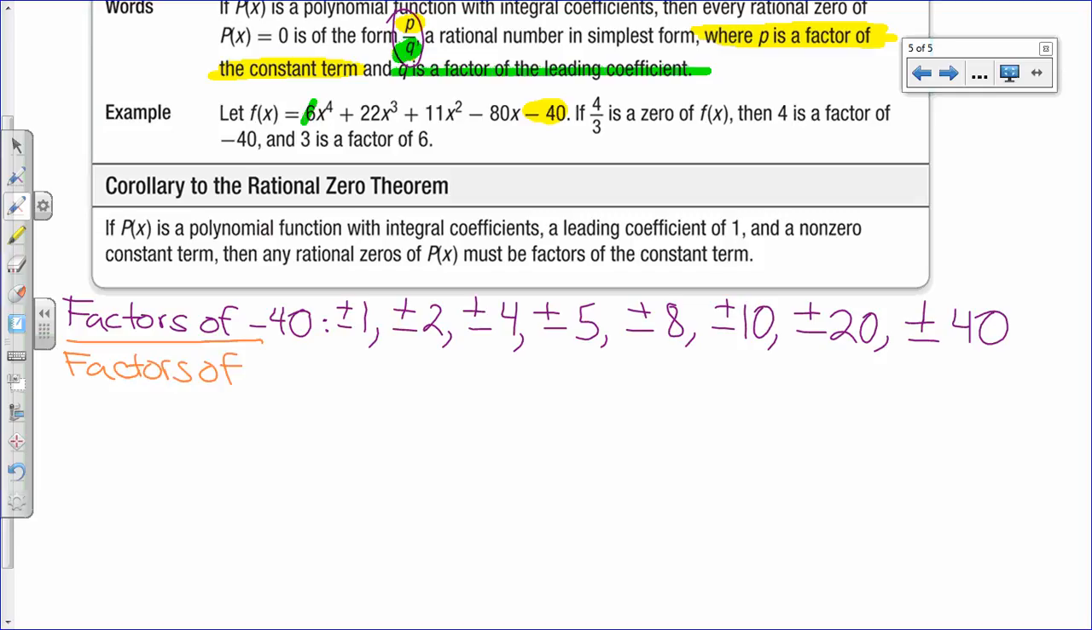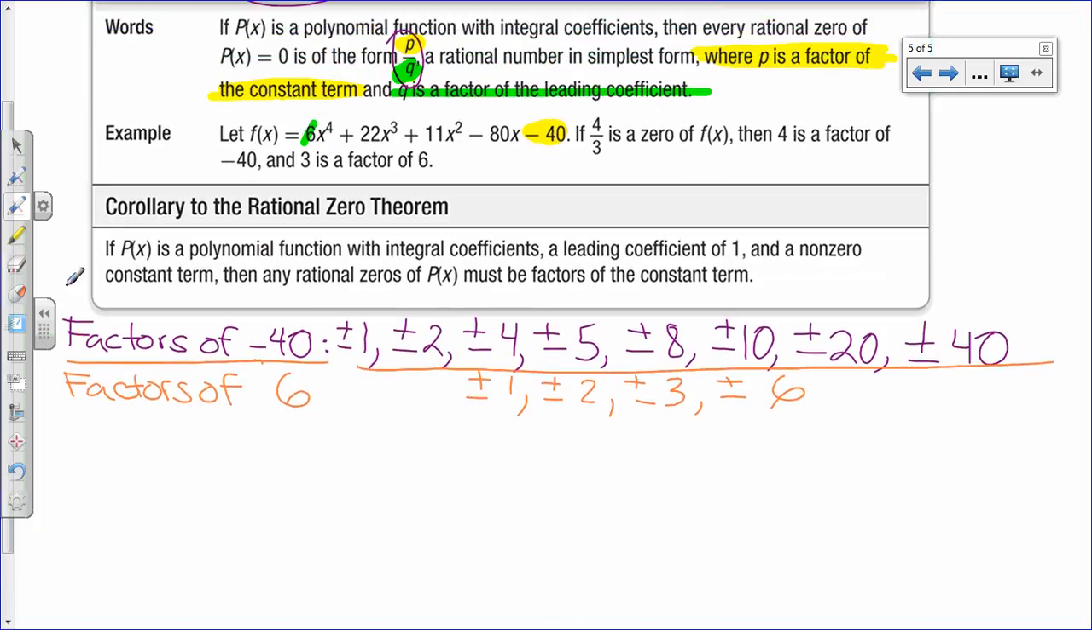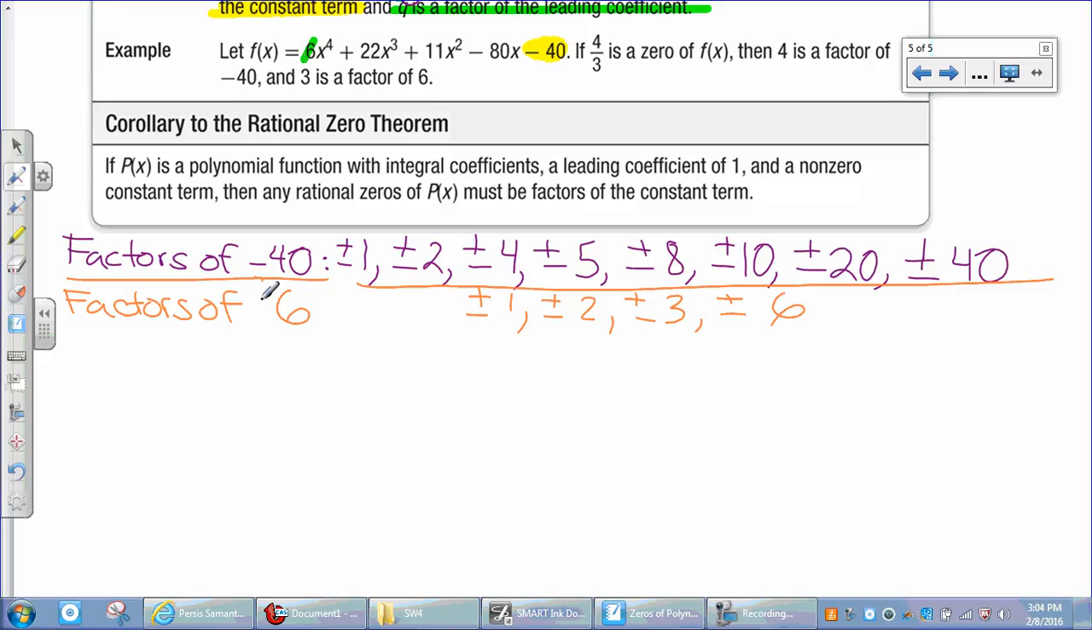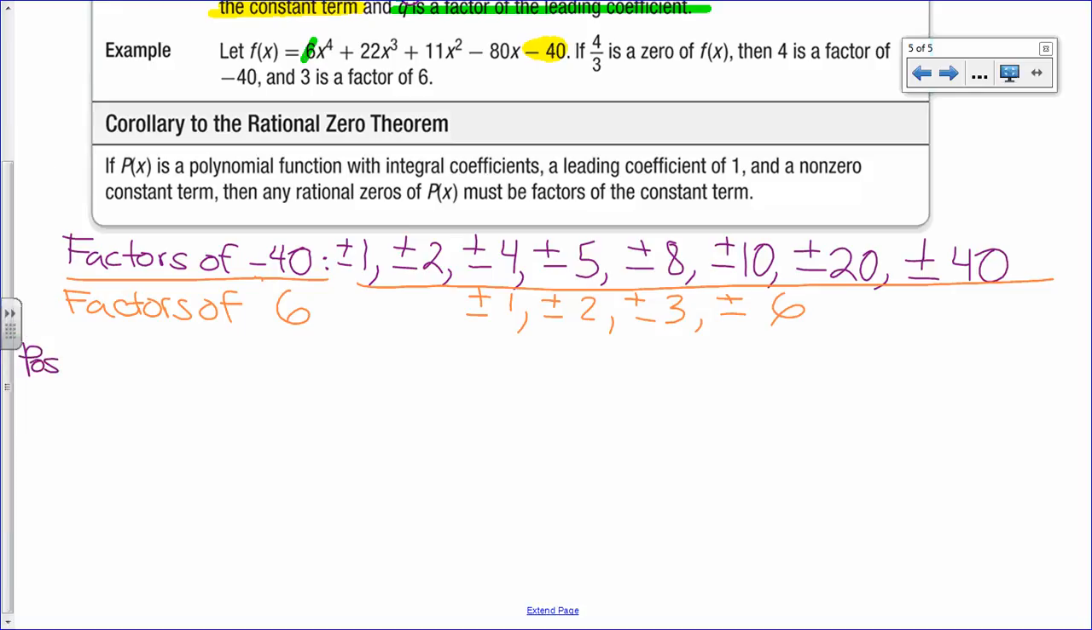of the leading coefficient. What's the leading coefficient, guys? 6. So the factors are plus minus 1, plus minus 2, plus minus 3, and plus minus 6. Okay. Now here comes the fun part. So now to get the possible rational zeros.